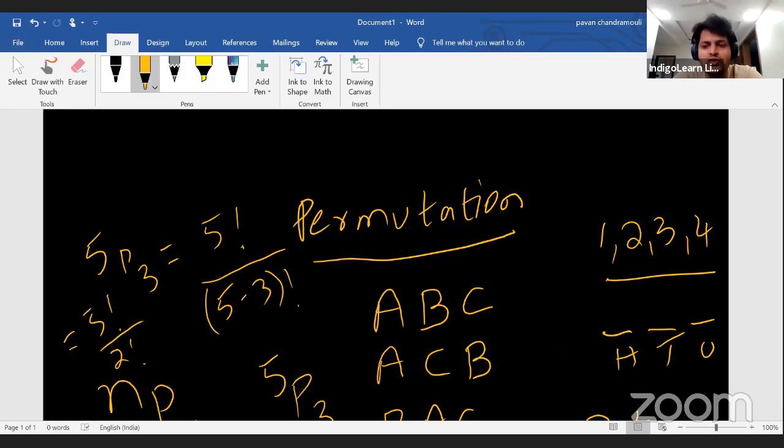So directly, using the formula, I can say the answer is 4p3. When you use 4p3, you know how to apply the formula: n factorial by n minus r factorial, that is 4 factorial by 4 minus 3 factorial, which is 4 factorial by 1 factorial. So you know the number of ways in which you can do it, which will be 24. Now the question is, how do we do it without the formula? Also we can do it.